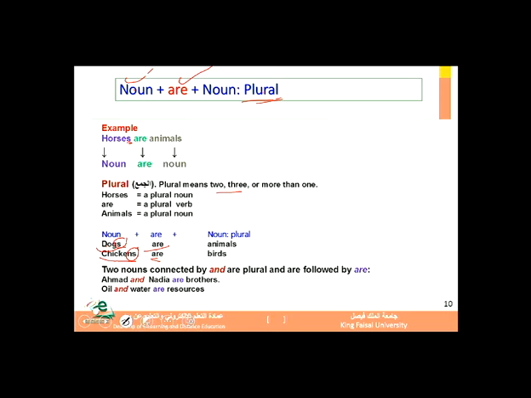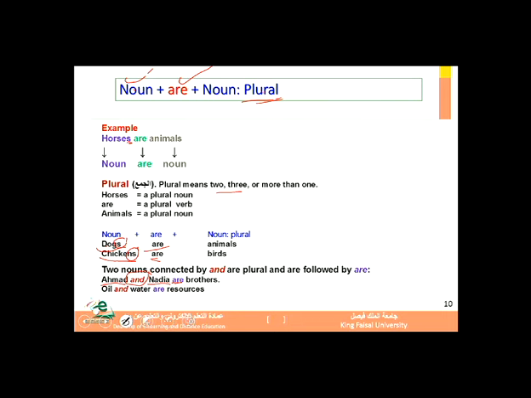So if you look at this example, Ahmed and Nadia. Here we have the word Ahmed, which is a noun in the singular, and the word Nadia, which is also a noun in the singular. But they are connected together by and. So they have become more than one. So we deal with them as plural. And that's why we have a plural verb. So Ahmed and Nadia are, rather than Ahmed is or Nadia is. So together they are basically making a plural.